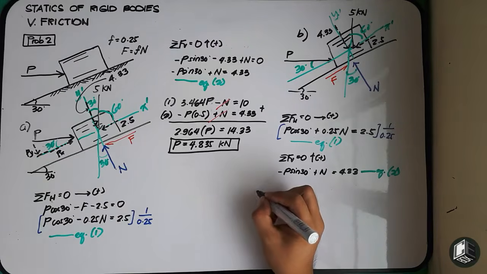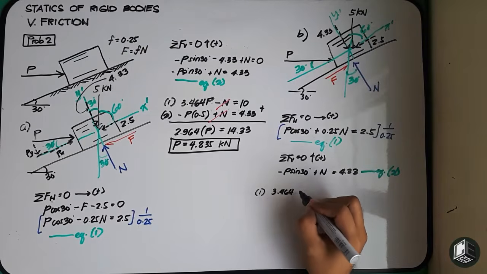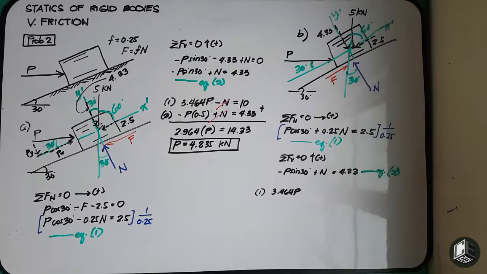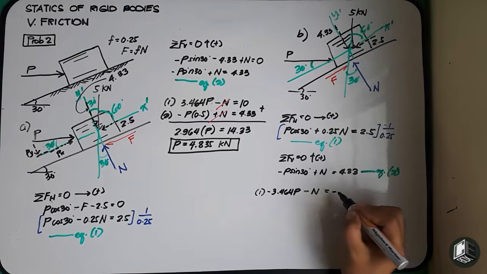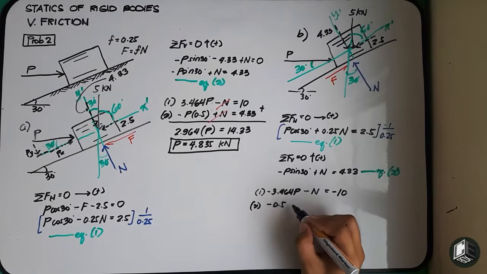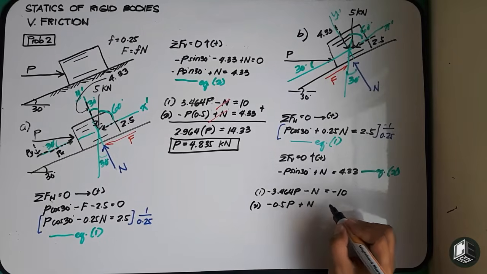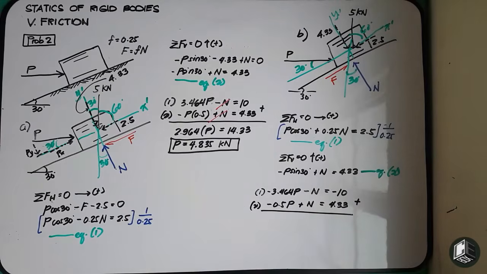Therefore, our equation number 1 becomes 3.464 P. Let's multiply it by negative 1 over 0.25. So we get negative 3.464 P minus N is equal to negative 10. Our equation number 2 is negative 0.5 multiplied by P plus N is equal to 4.33. So, adding the equations, our force N cancels out.